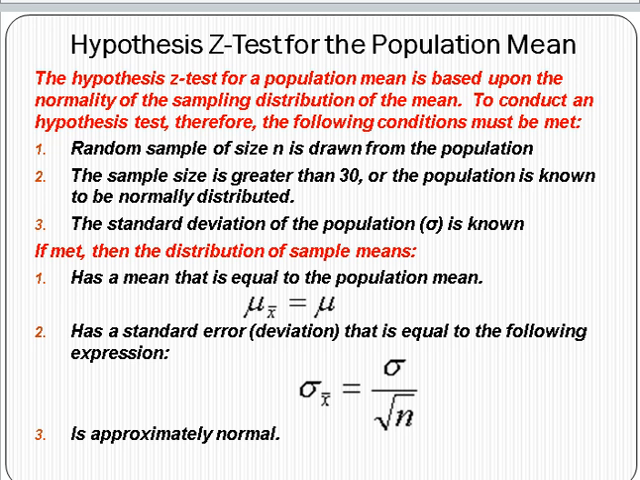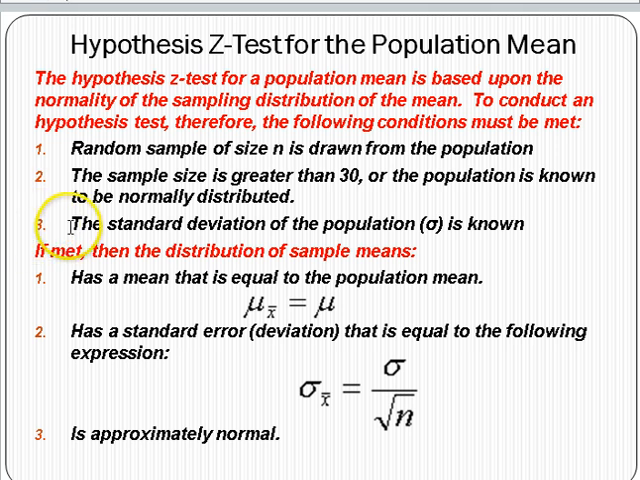And just a little review, as I've done in other videos. A hypothesis Z-test for a population mean is based on the normality, as what we've done with confidence intervals as well. It's based on the normality of the sampling distribution of the mean. Therefore, before or after you conduct the test, you've got to make sure that it's valid, and that's the validity conditions. There must be a random sample of size n drawn from the population, sample size greater than 30, or the population is known to be normally distributed, and the standard deviation of the population is known.